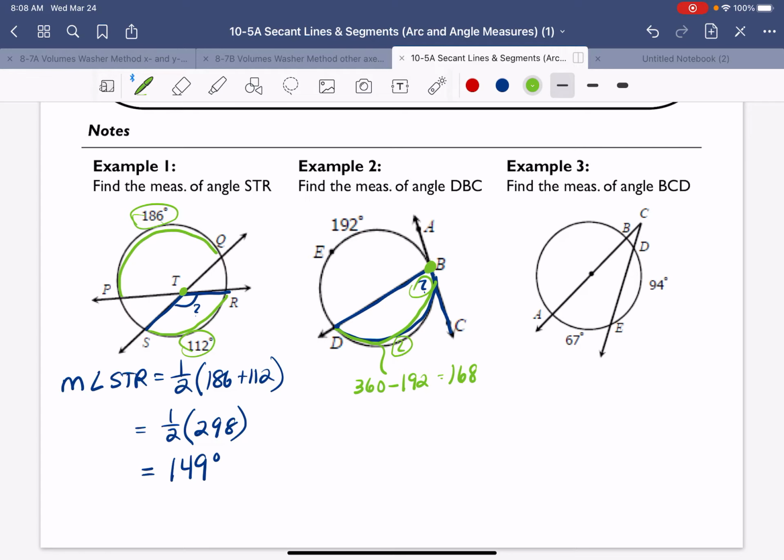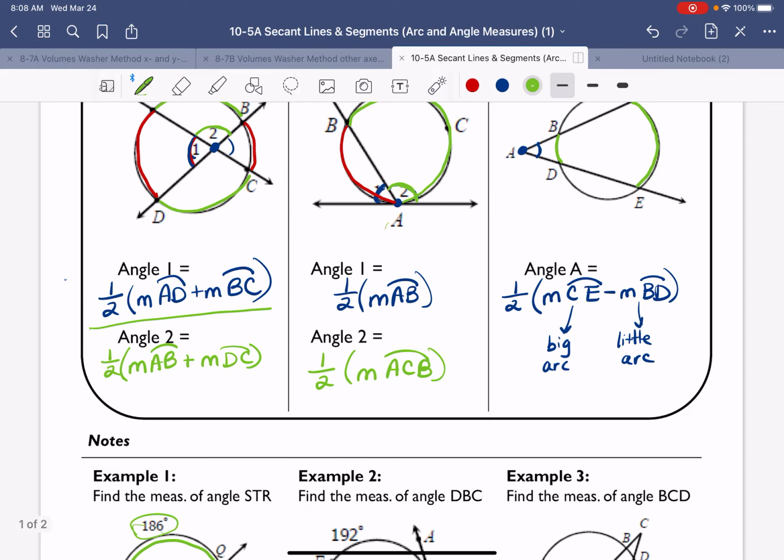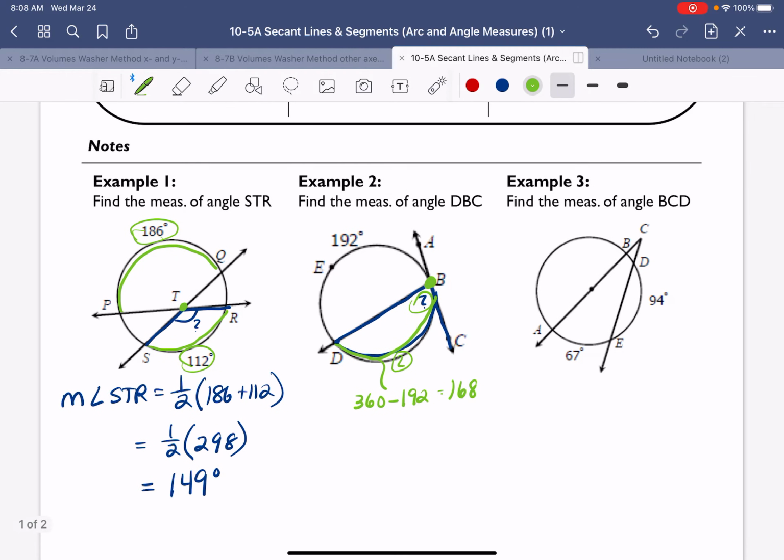Hopefully you remember from the example above that if you have an intersection that's on the circle, then the angle measure is half of the value of the arc that it's connected to. So I know right now that the measure of angle DBC is equal to 1/2 times 168. And if I multiply that by 1/2, I get 84 degrees.